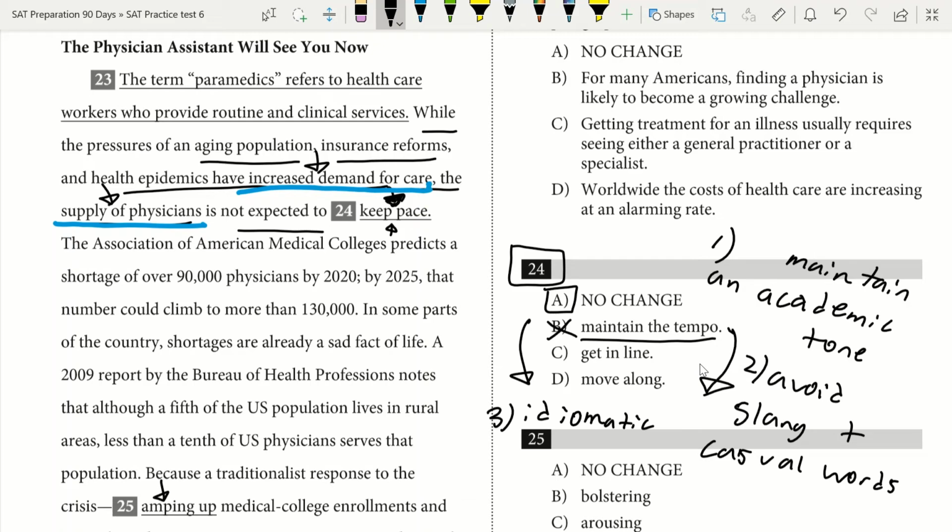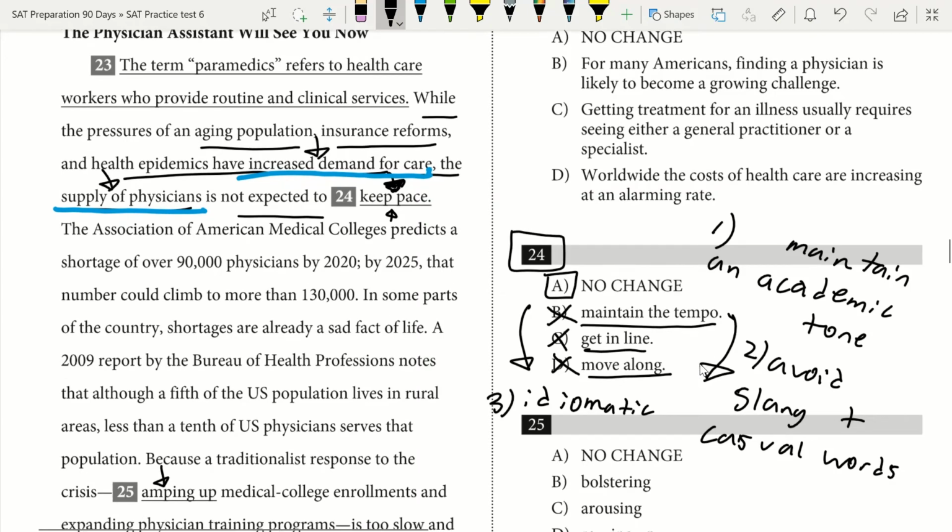We wouldn't say maintain the tempo. That's not idiomatic. As for get in line and move along, those two are way too casual. We would not say move along in an academic essay. That does not maintain an academic tone. It's way too much like slang. Same thing with get in line. So on the SAT writing section, make sure you avoid slang and casual words, maintain an academic tone, and are idiomatic.